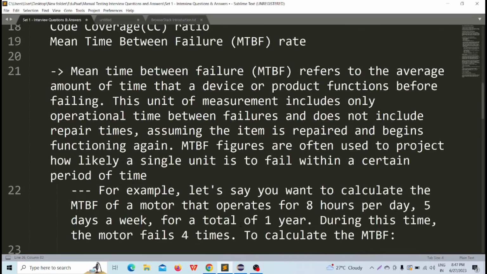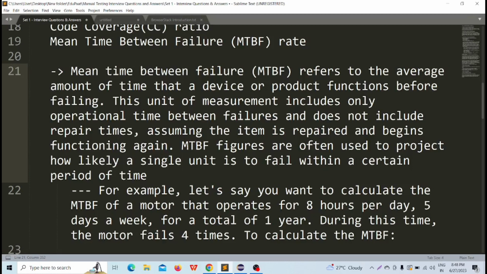Now go for the definitions of MTBF. Mean time between failure refers to the average amount of time that a device or product functions before failing. The units of measurement include only operational time between failures and don't include repair times, assuming the item is repaired and begins functioning again.